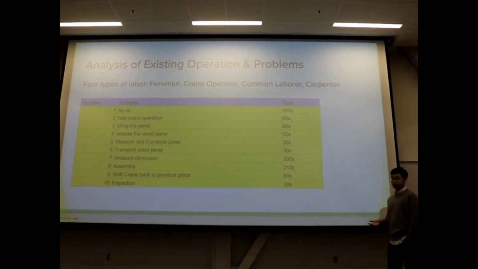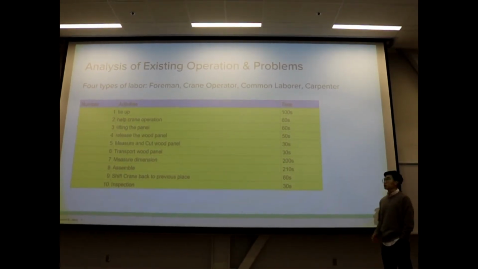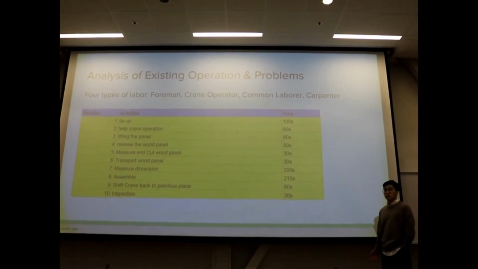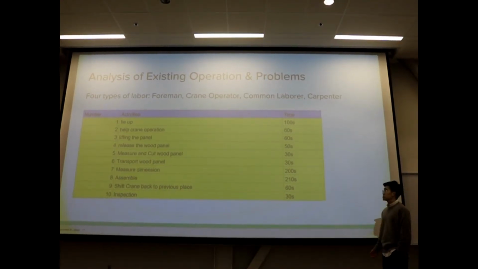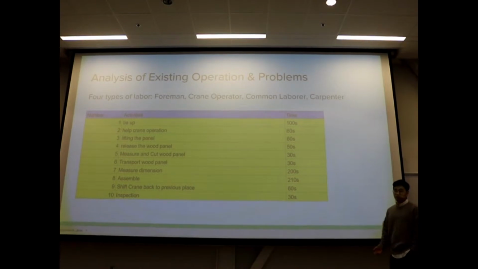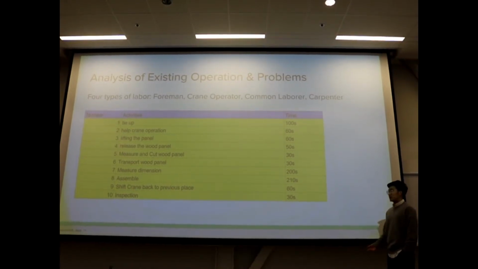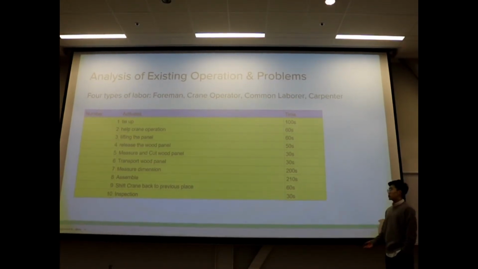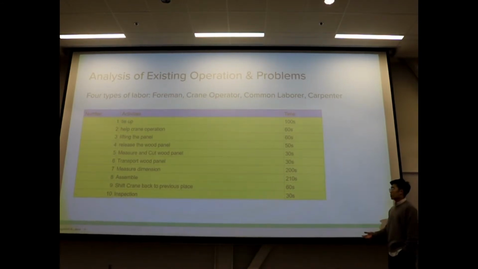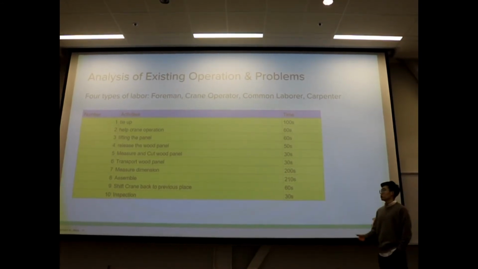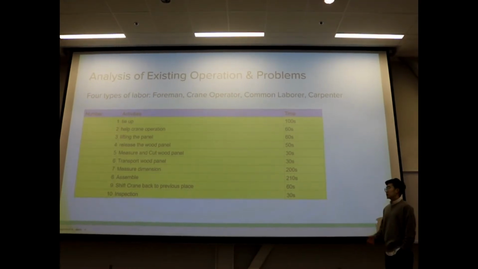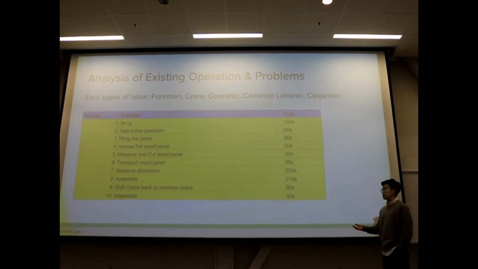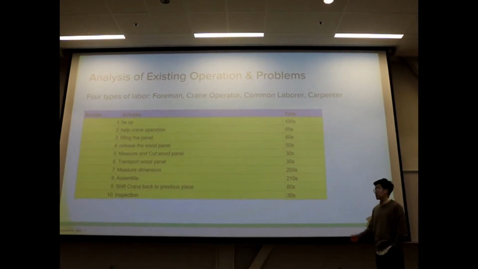For the analysis of the existing operation and problems, we create crew balance charts based on 4 types of labor: foreman, crane operator, common labor, and carpenters. We have 8 main steps in our crew balance, but we have 10 activities. The first one is tie up, and then help crane operation, and then lift the panels, release the wood panel, measure and cut wood panel, transport wood panel, and measure dimensions, and assemble it in the end. Shift crane back to the previous place and inspection by foreman.